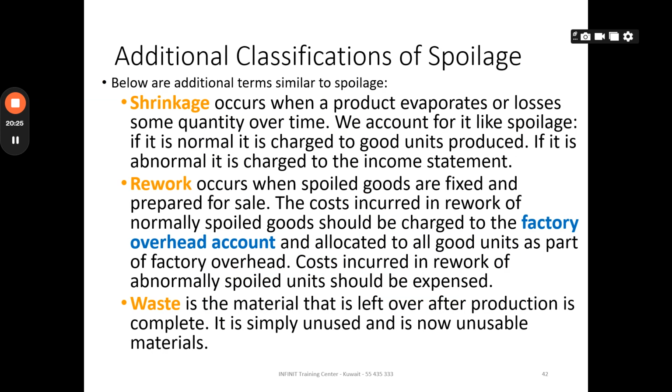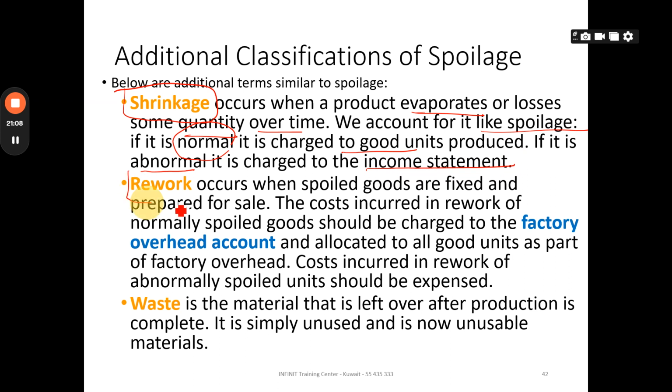And we have some additional classification of spoilage here. Below are the additional terms similar to spoilage. You may have shrinkage. Shrinkage occurs when product evaporates or loses some quantity over time. We are not doing anything with that, but by itself, maybe the value of the product will reduce, or the quantity of the product will reduce. We account for it like spoilage. If it is normal, as we have seen, charged to good units. If it is abnormal, it will be charged to the income statement.